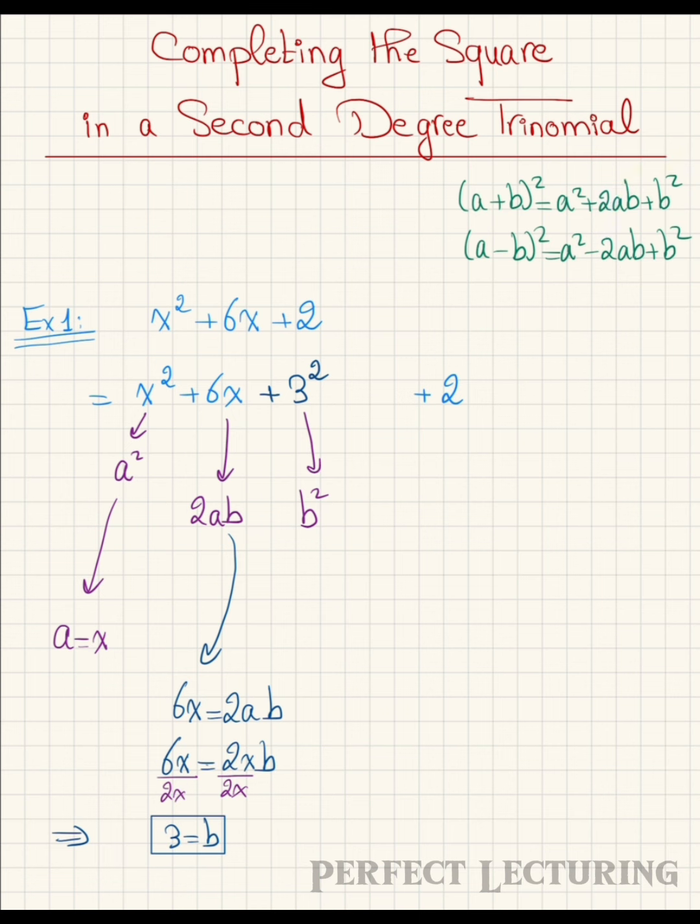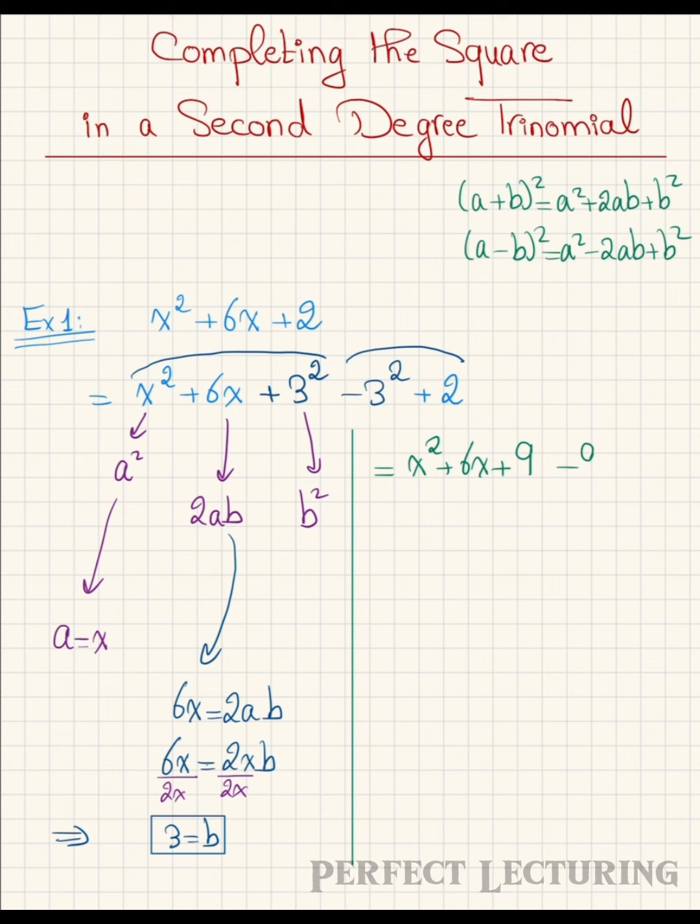But wait a minute. Can I just add any term like that in an expression? Of course not, because the expression will change. So in order not to change the expression, we subtract what we already added. So we end up with x squared plus 6x plus 3 squared minus 3 squared plus 2. Let's copy it here again. So it is x squared plus 6x plus 3 squared, which is 9, minus 3 squared, which is again 9, plus 2.